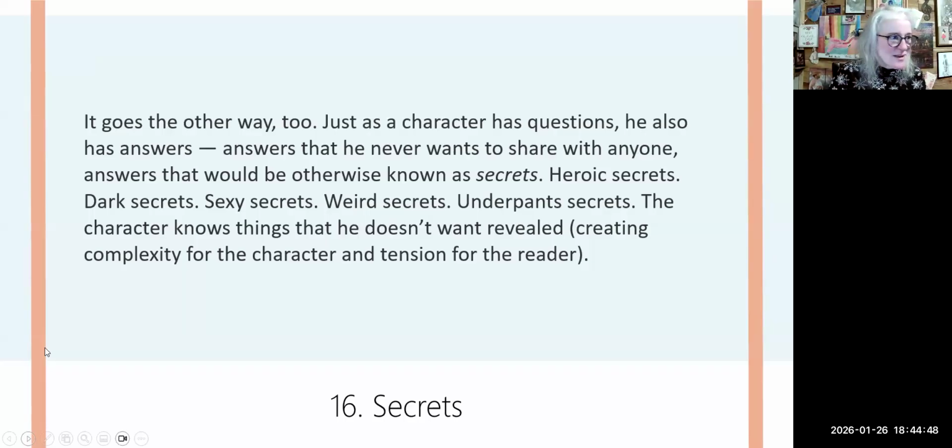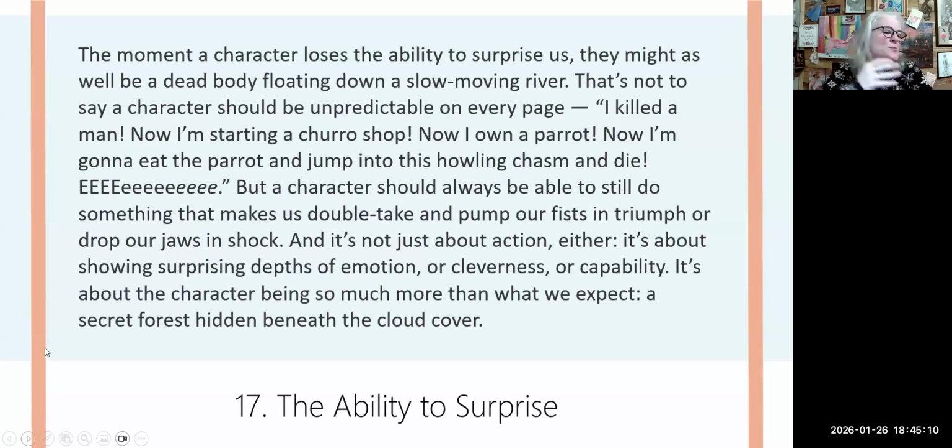You're hoping, you're pushing, you don't want him to get found out. You know what his secret is, and it's gotta stay hidden because you know what the repercussions could be because he's thought about them and you've read his thoughts. Give your character secrets. It adds to those mysteries. 17, the ability to surprise. The moment a character loses the ability to surprise us, they might as well be a dead body floating down a slow moving river.